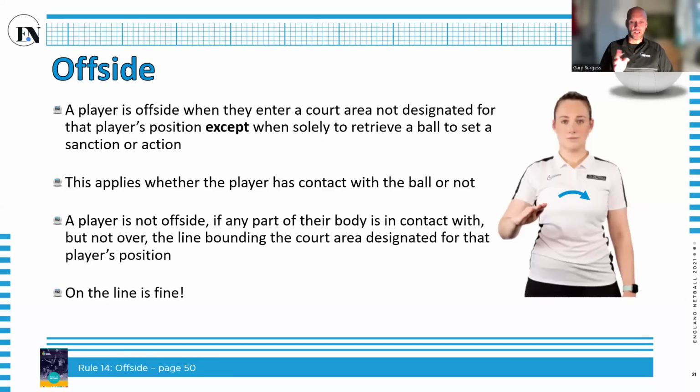Now, the only other minor update to this rule has only served to reinforce the age-old umpiring term of on the line is fine, but not a throw-in. The rules clearly state that a player is not offside if any part of their body is in contact with, but not over, the line bounding court areas. So if you're a centre court player and you can't go in the goal circle, your foot on the line is fine, but over, you're offside. So it's a very minor tidy up, but the headline in this rule is the common sense rule, basically.